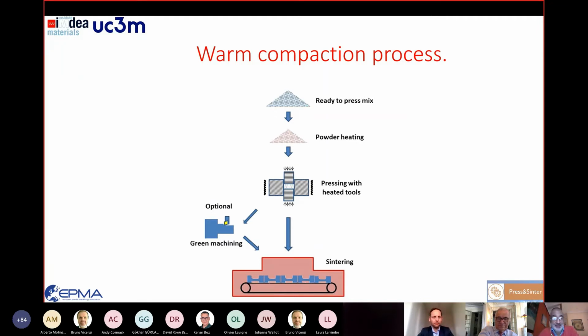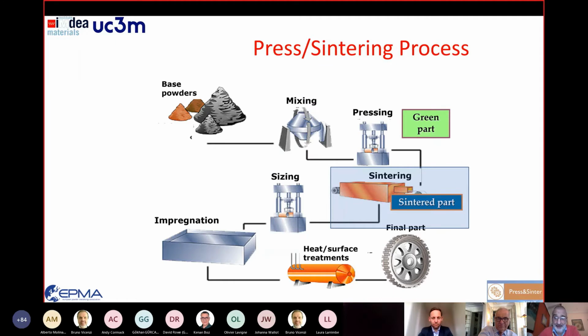We can say that, for instance, using a conventional press system without heating the powders, we can reach 6.6, 6.7 grams per cubic centimeter in the green part, but using one compaction process, we can reach the order of 7.1, 7.2. So we increase the green density a lot, even giving the possibility of green machining, which is a good advantage. After that, we have the pressed part, and we have to go to the next step, which is the sintering.